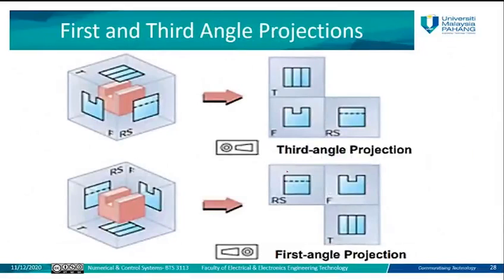Here, just to represent it in the form of the glass box, you can see for the first angle, the top view is on the top, the front view is on this side, and this is the right side view. So it is represented this way: top, front, right side. But if it is third angle, the front will be here on this side, this will be the right, and this will be the top view. So the top view will be down, then front, and right side.